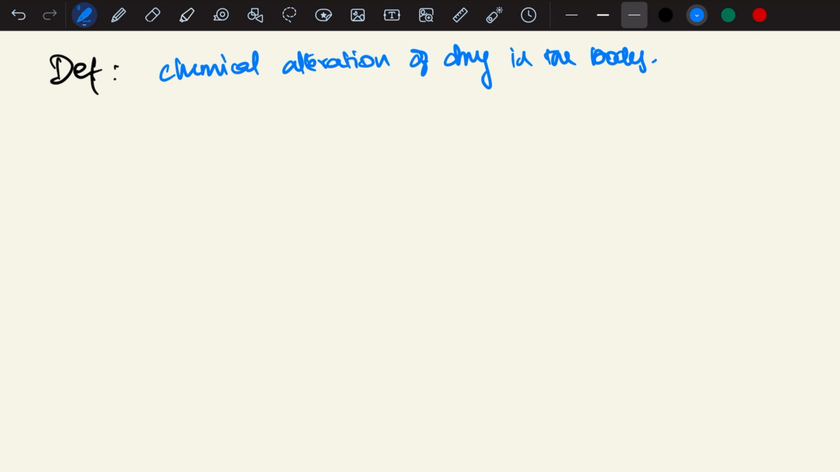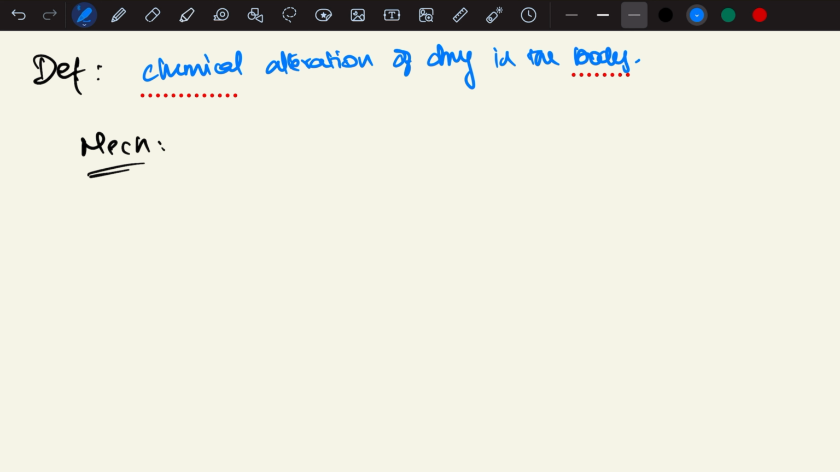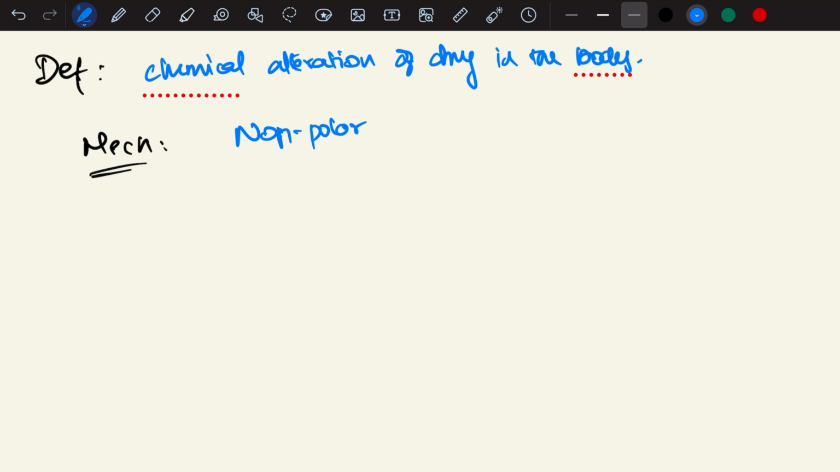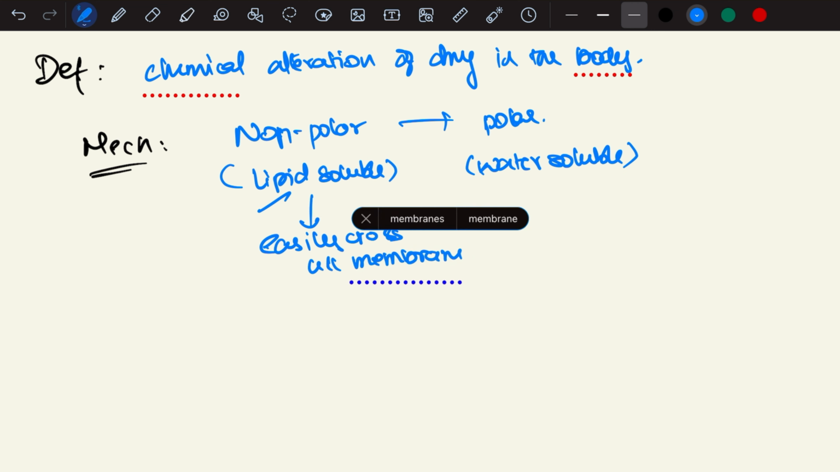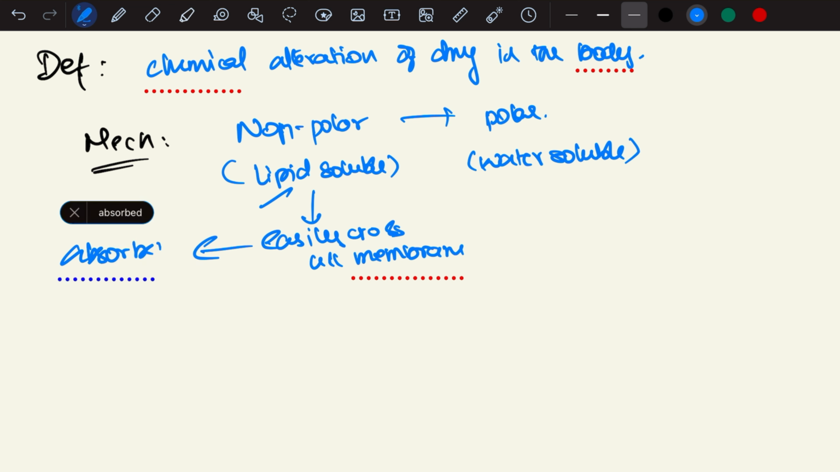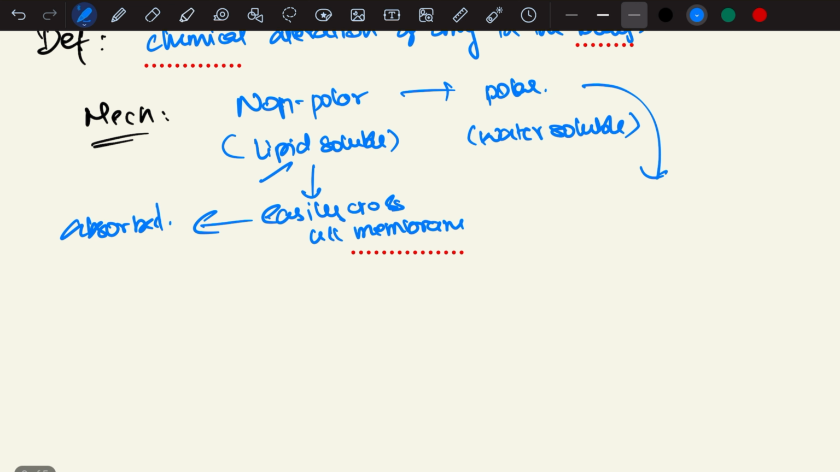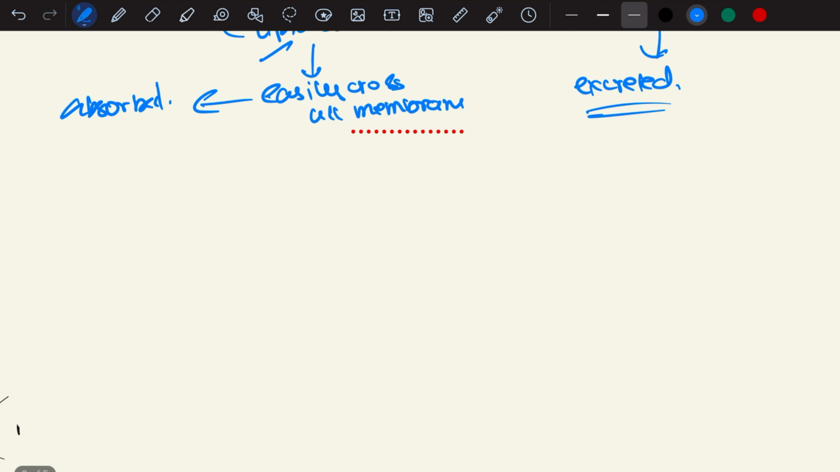The basic mechanism behind biotransformation is the conversion of non-polar, that is lipid soluble, into polar, that is water soluble. What do lipid soluble drugs do? They can easily pass through the cell membranes and be easily absorbed into the cells. Whereas water soluble drugs can be easily excreted, as they can easily get into the blood and be excreted via kidneys. Where do all the drugs get metabolized in our body? The primary site for drug metabolism is the liver, and then come kidney, intestine, lungs and others.